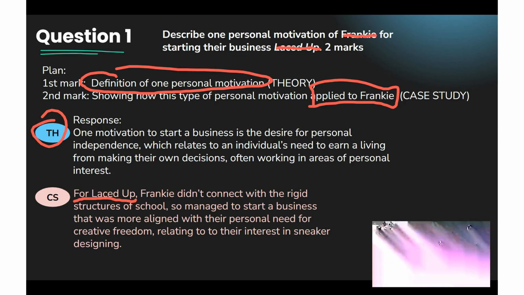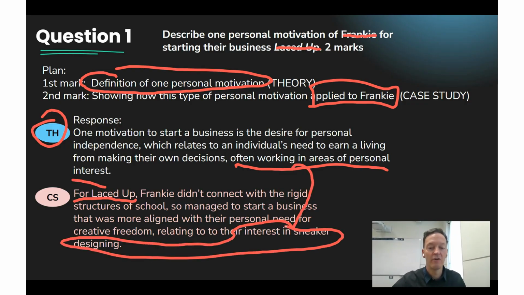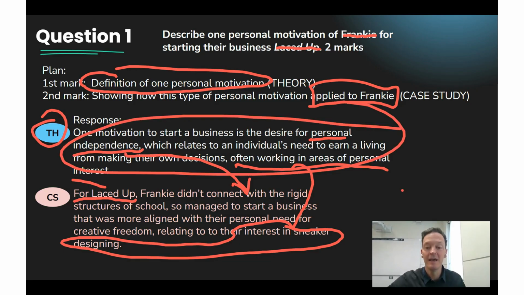So how have we done this? Well, essentially you can see we've got key ideas in the theory component, such as often working in areas of personal interest. And then you can see here, I've got the case study version of that, interest in sneaker designing. All right, I've got the idea here of personal independence, and then I'm replacing that down here with didn't connect with the rigid structures of school. And so I'm using information from the case study to essentially replace the generic language I see here for more specific applications of that in the case study link down below.